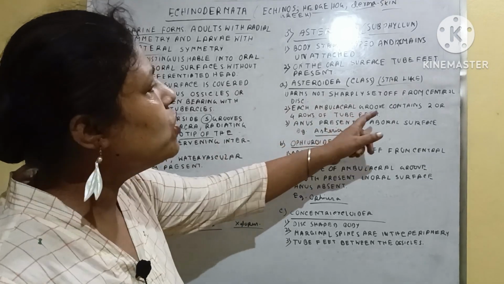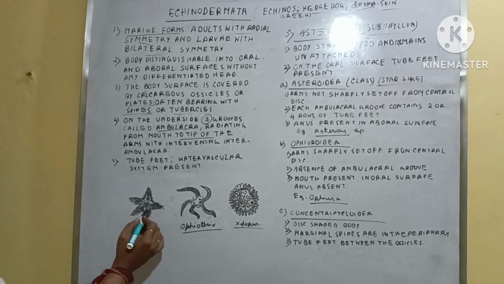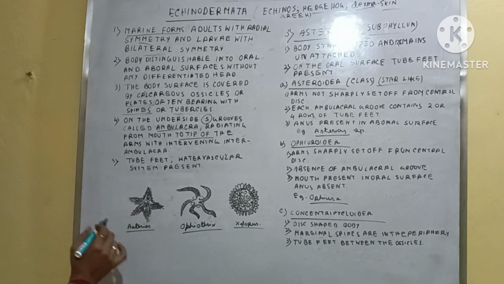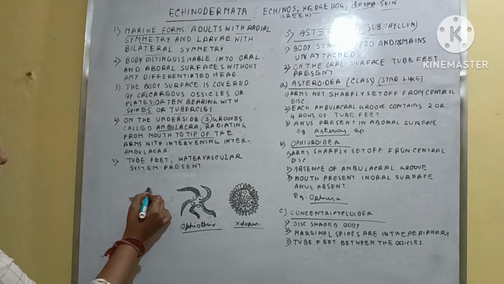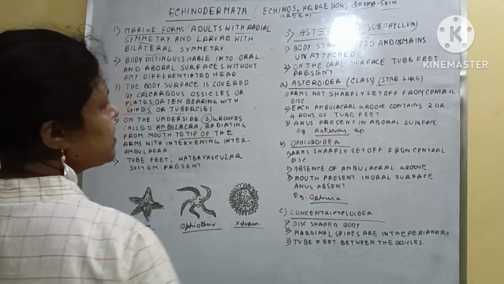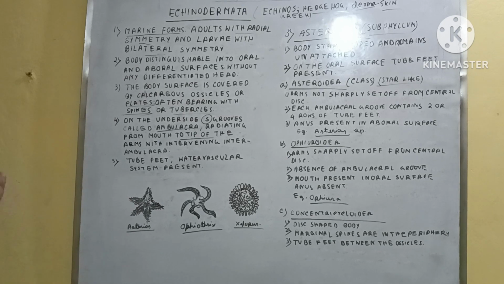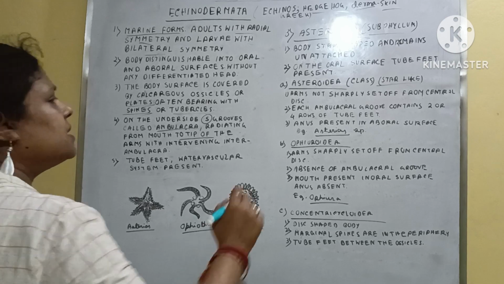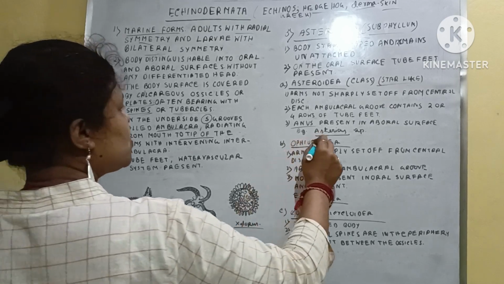Second one, each ambulacral groove contains 2 or 4 rows of tube feet. You can see these are the tube feet, and I have already explained that these are called the ambulacral groove. This is called the ridge and these are the grooves, and you can see that the tube feet are present in the ambulacral grooves. The third one, the anus is present on the aboral surface. In this first class, there are two surfaces, oral and aboral, and the anus is present on the aboral surface. Example is Asterias.